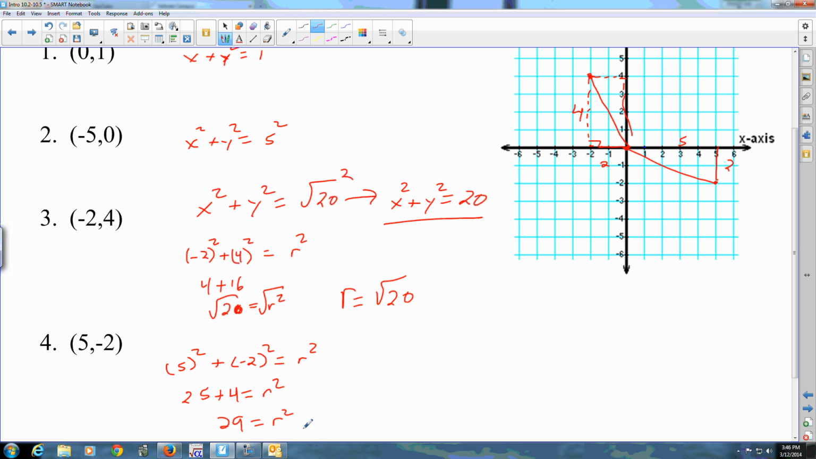Now if you want, you don't have to bother square rooting, because look at the pattern. The pattern goes x squared plus y squared is r squared. You can just pull out the 29 and write it right there. x squared plus y squared is 29. The radius is the square root of 29, but the formula calls for r squared.